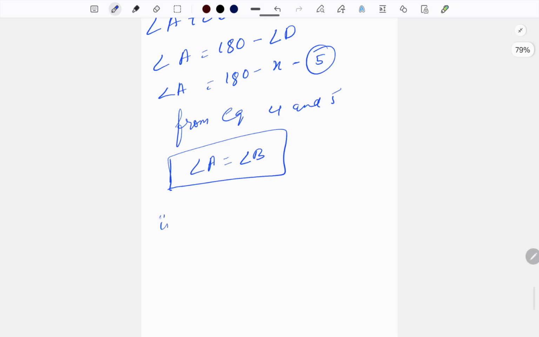Now the second part is asking, are angle C and D equal? So angle C here means, angle C is what? Angle C is equal to angle A. Why angle A? Because it is the opposite angle. And what is angle A? Angle A is 180 minus x.